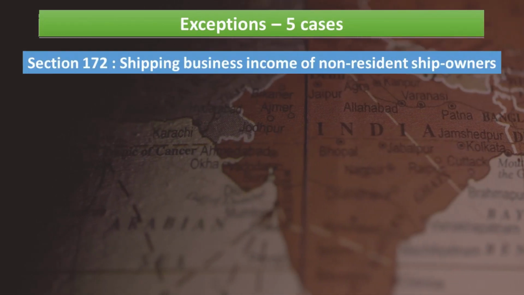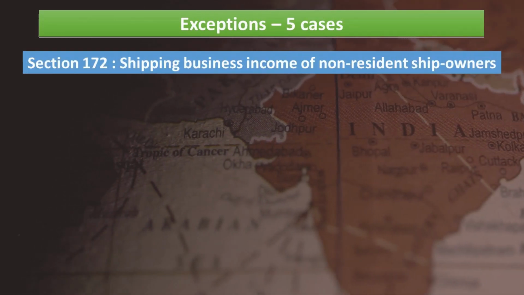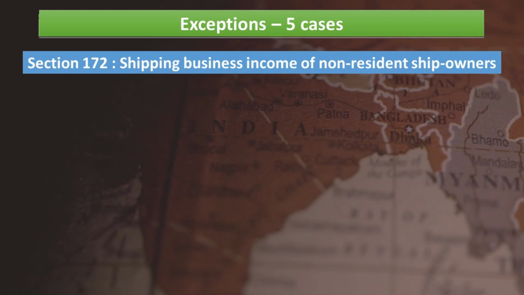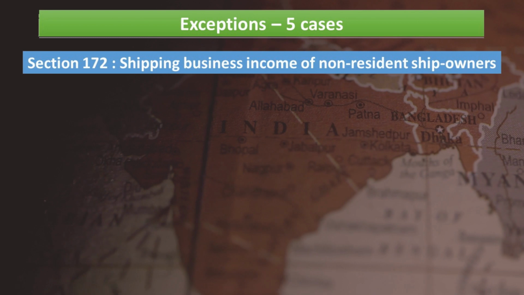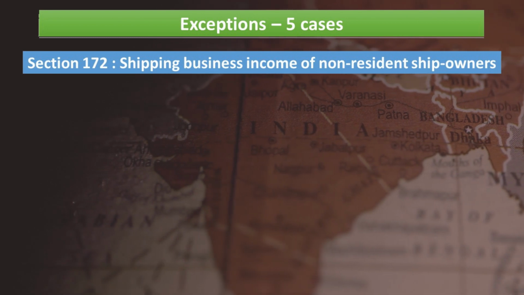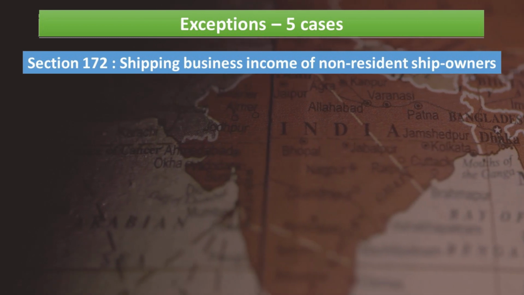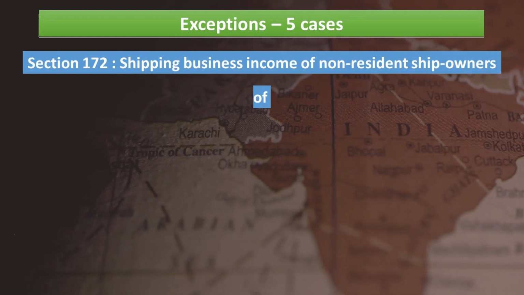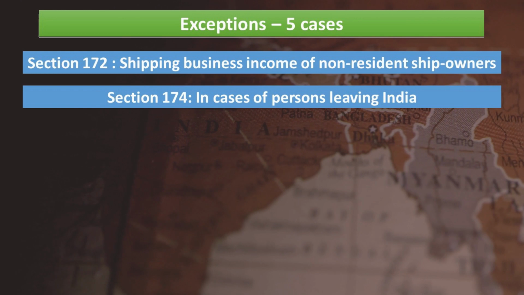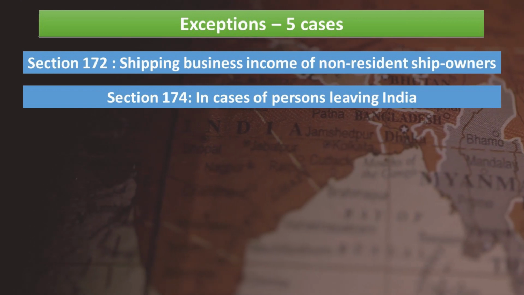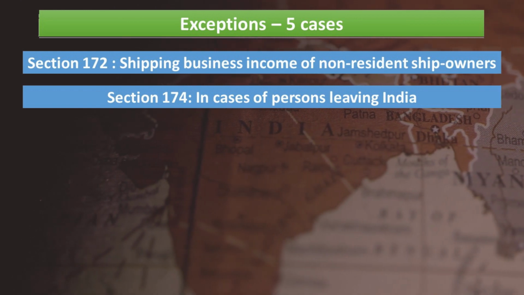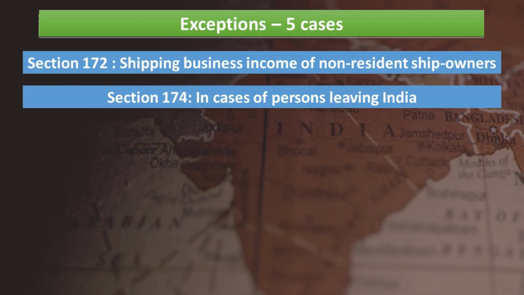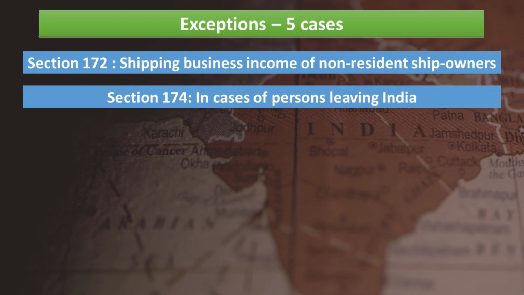Case number 1, we refer to section 172, shipping business income of non-resident ship owners who do not have any representative in India. In that case, the income tax will be charged in the very year in which the income is earned. If the income tax department has the knowledge that some persons are leaving India for good with no intention to come back to India, in that case the previous year and assessment year will be the same.